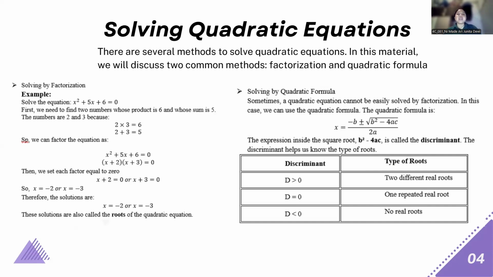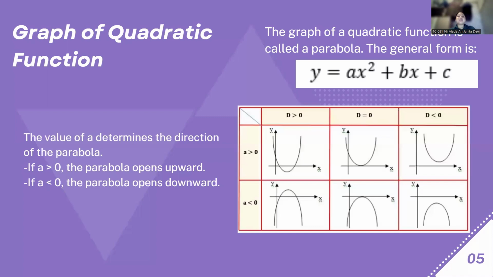Okay, next is the graph of the quadratic function. It's so interesting to know, you guys. Now, let us move to the graph of the quadratic function. The graph of a quadratic function is called a parabola. In the general form y equals ax squared plus bx plus c, the value of a determines the direction of the parabola. If a is positive, the parabola opens upward.